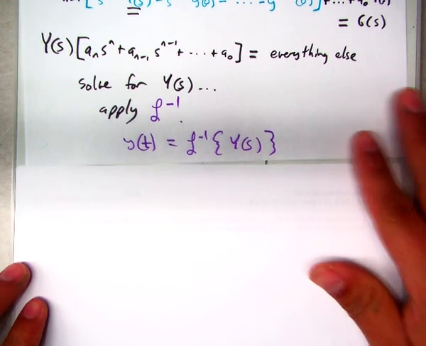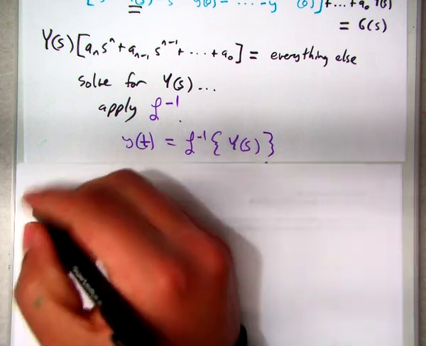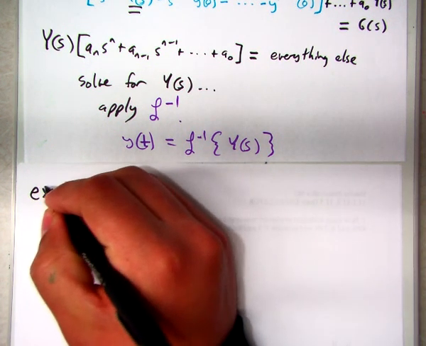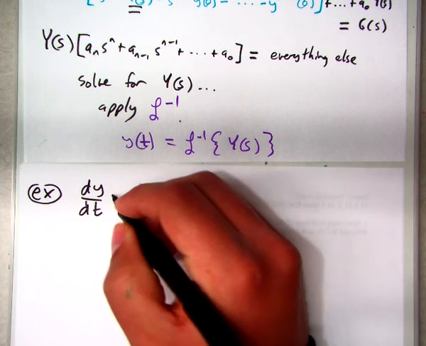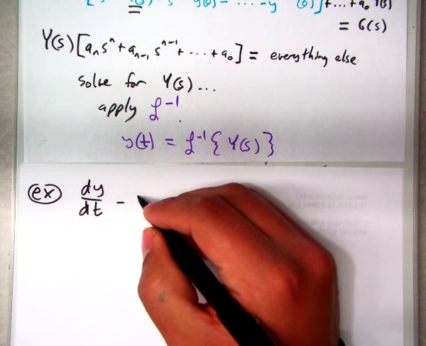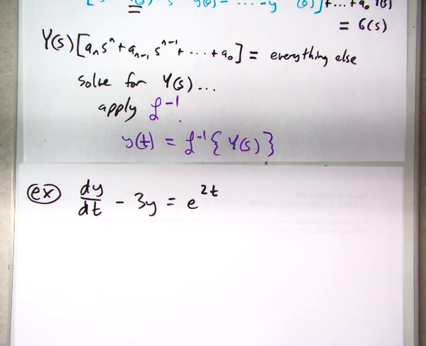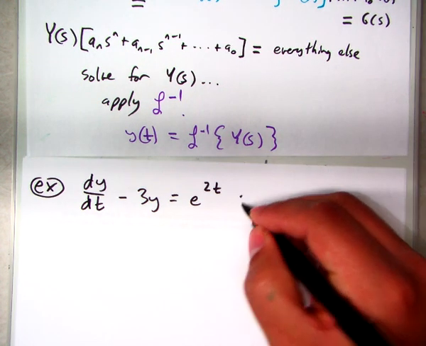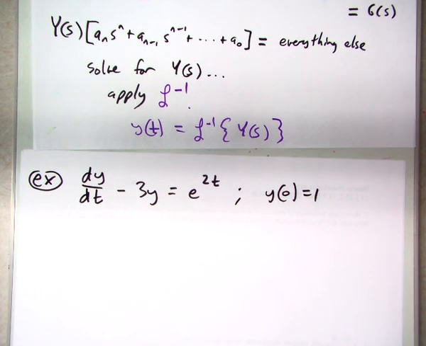Questions so far? All right. So let's look at a run-of-the-mill first order equation, dy/dt minus 3y equals e to the 2t. And the initial condition is 1.